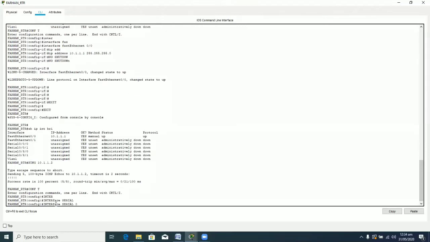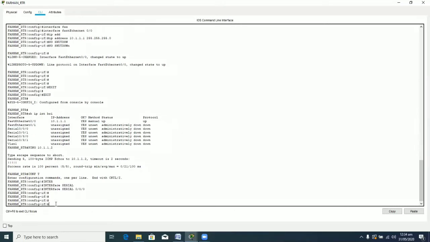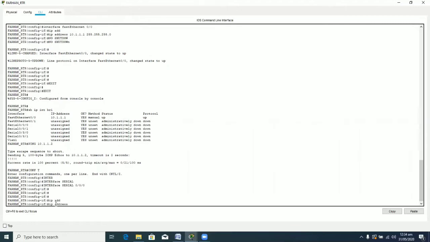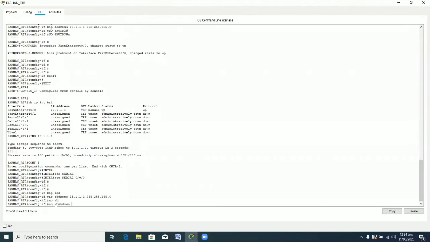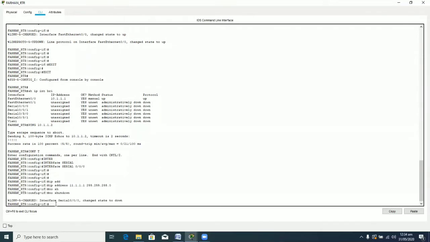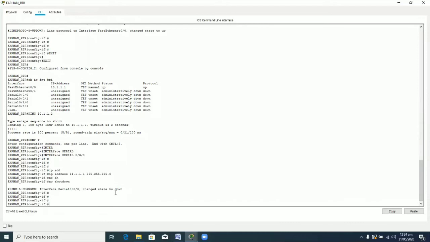So interface serial 0/0/0, and now this is the sub interface mode. The IP address is given to you. Let's say we are taking the IP address 11.1.1.1, and this is 255.255.255.0, and then using the command no shutdown. And one thing more, still the interface is down because the neighboring router, that is the Abdullah router, isn't configured.